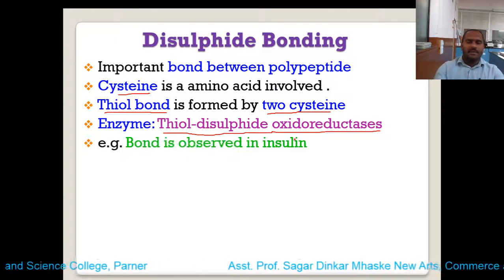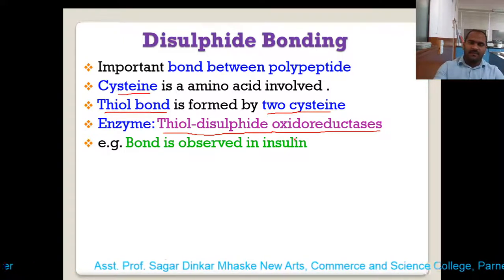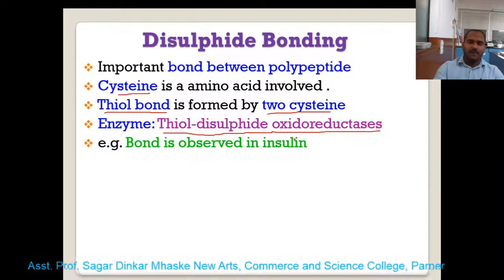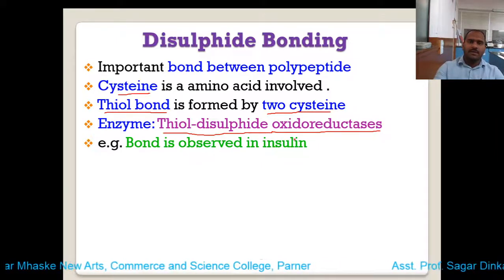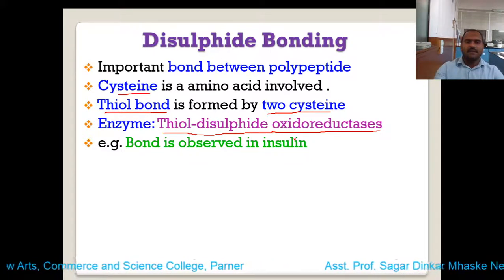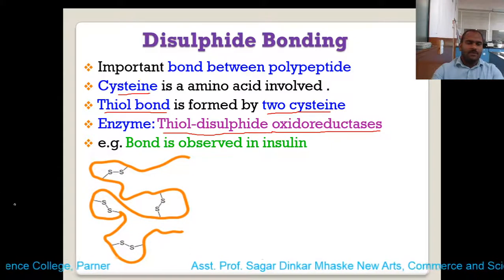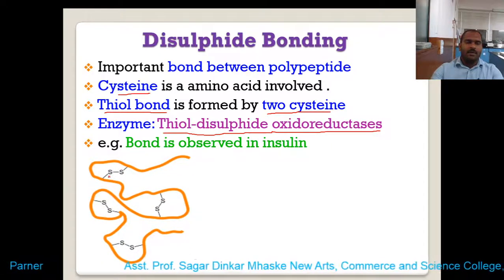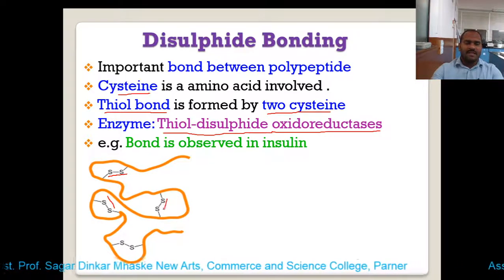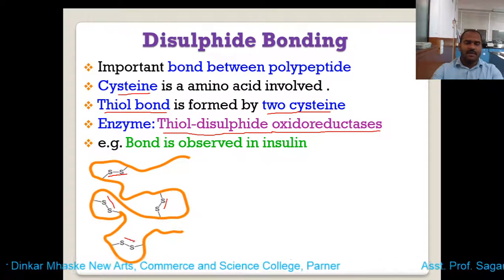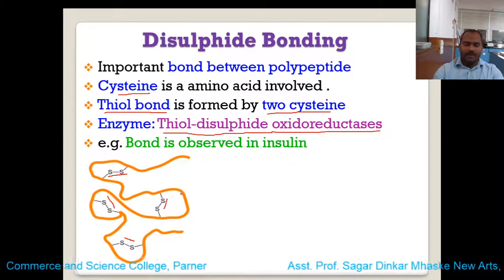Here you can consider an example of disulfide bonding which is present in insulin. So in an insulin molecule, when we undergo the study, this type of bonding is found. Here we have shown with the help of a diagram how the disulfide bonds are present. This disulfide linkage will give stability, so the polypeptide chains cannot go apart from each other.